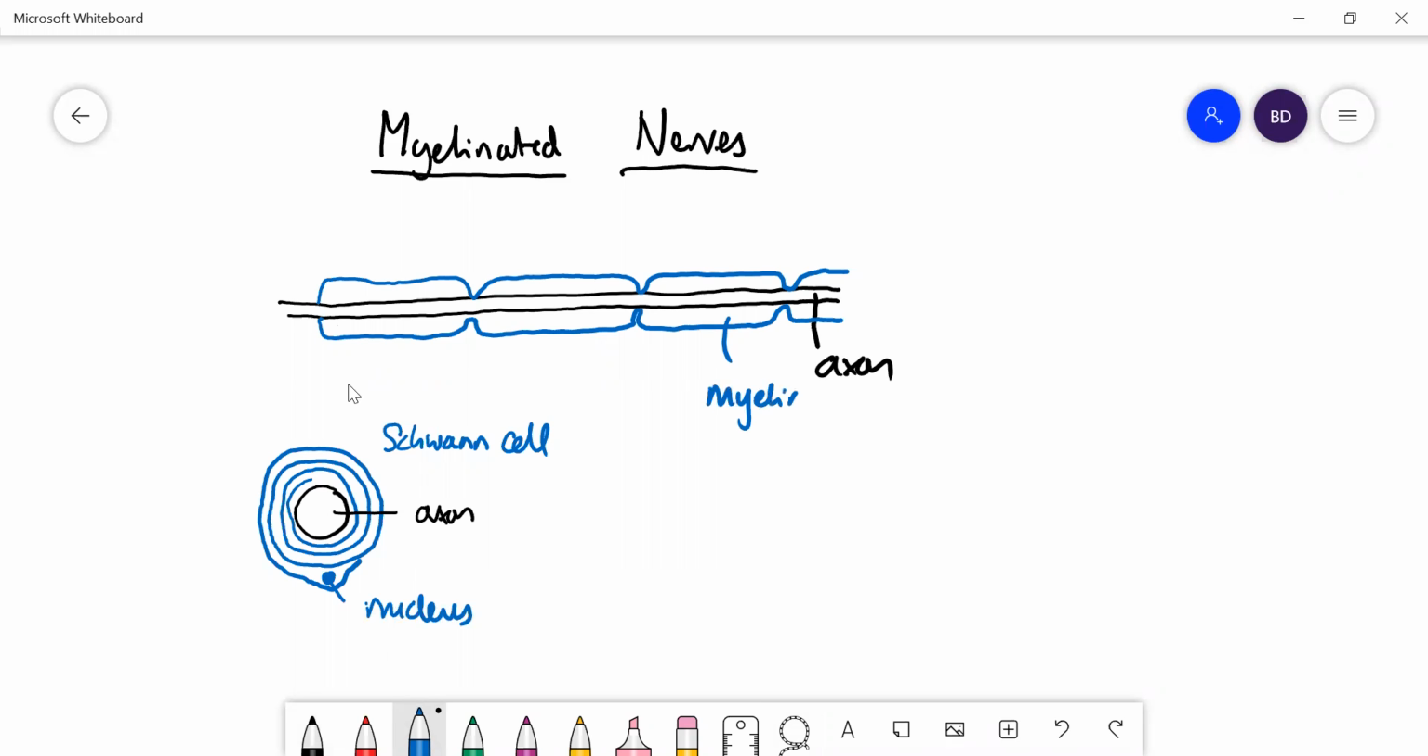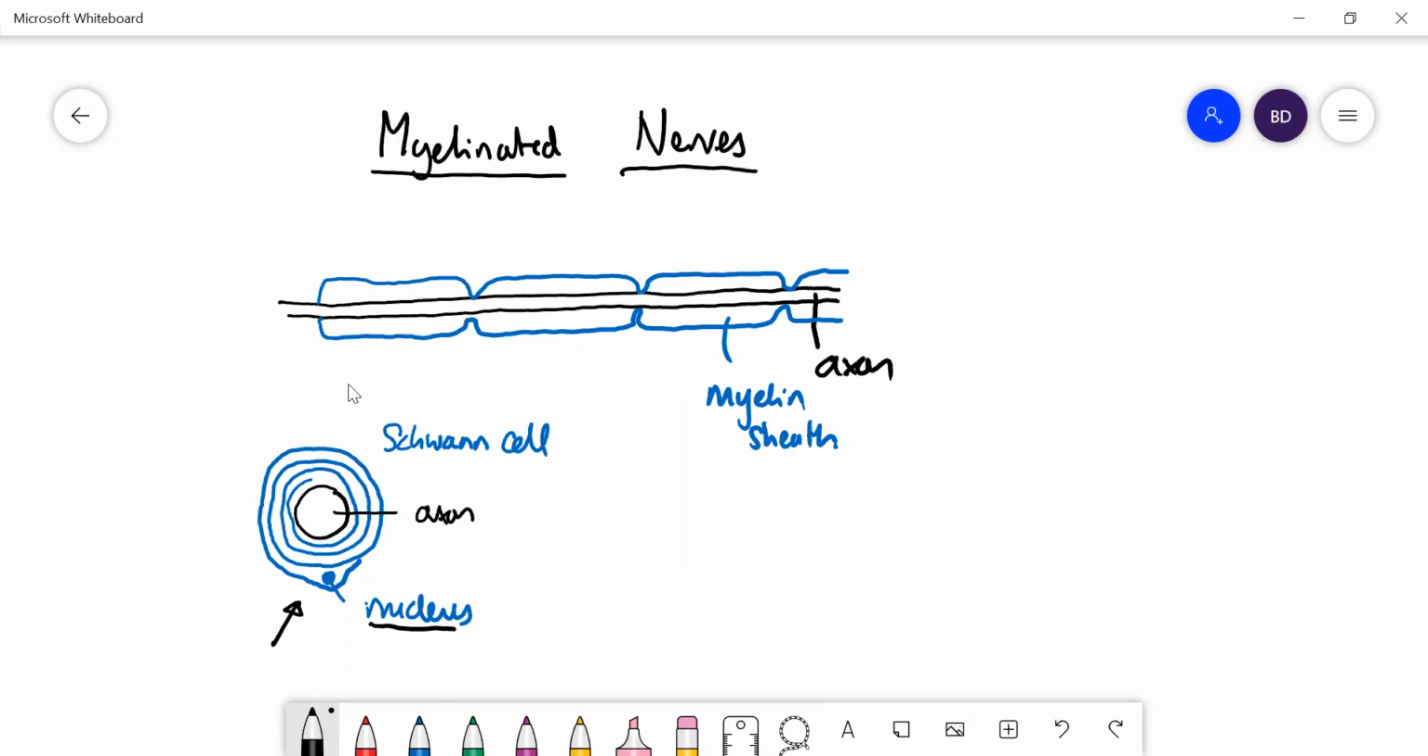Okay, now the myelin sheath I've drawn in cross section. I've drawn the nerve in cross section here. So you've got the axon in the middle, and wrapped around that you've got what's called the Schwann cell. And it's essentially just mostly cell membrane wrapped round and round and round. And you can see there you've got the nucleus of the Schwann cell.